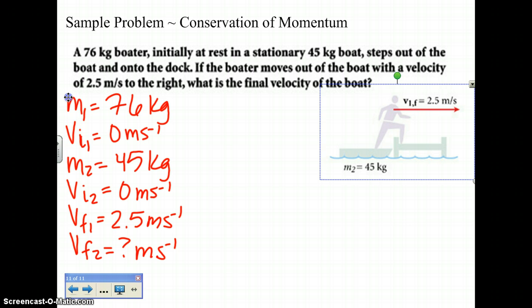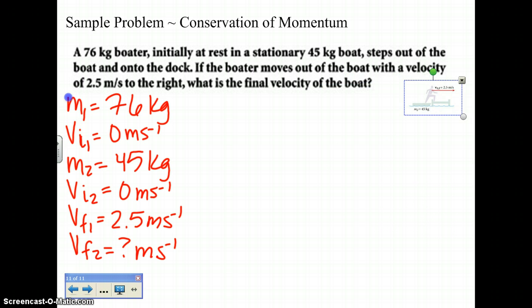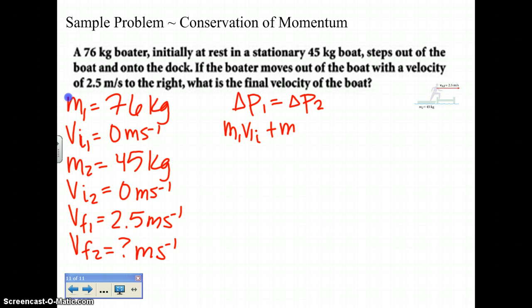So let me get rid of this picture here so we can maximize our working space. So our original equation is delta P1 equals delta P2. So this would be M1 V1I plus M2 V2I equals M1 V1F plus M2 V2F. Okay, let's reduce this equation, guys. Let's keep this crazy simple.